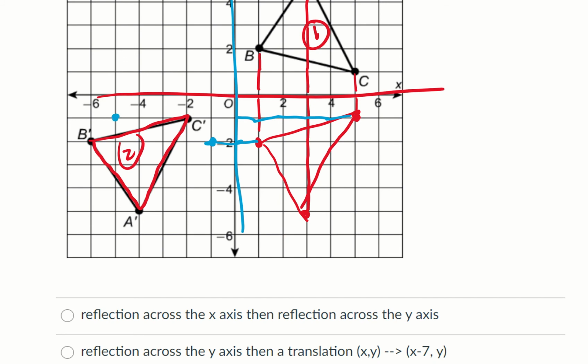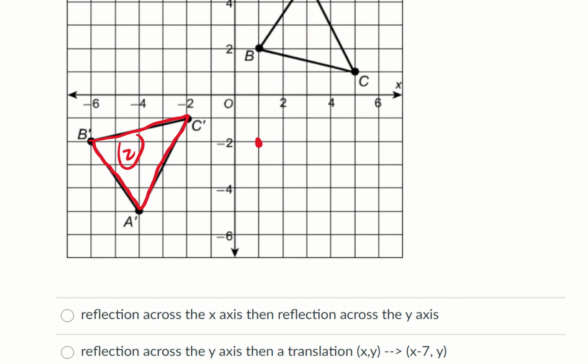Clearly, I'm going to stop here because it's not lined up with this red triangle, this triangle on the left. So it doesn't line up if I reflect it. You can see that it doesn't line up. So I'm going to stop here and say, no, that's not the transformation we're looking for.